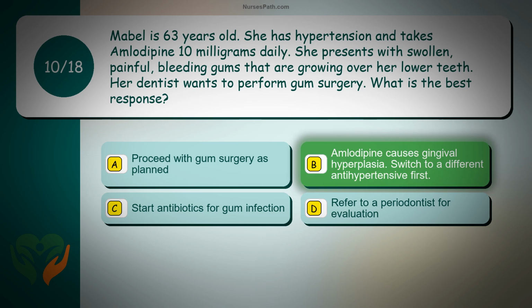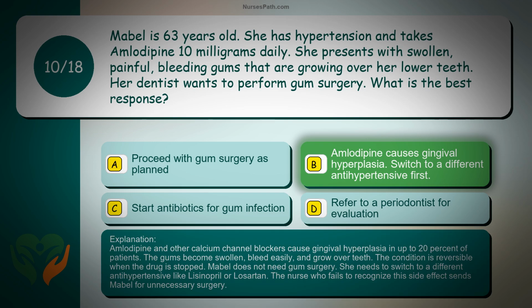The correct answer is option B. Amlodipine causes gingival hyperplasia. Switch to a different antihypertensive first. Amlodipine and other calcium channel blockers cause gingival hyperplasia in up to 20% of patients. The gums become swollen, bleed easily, and grow over teeth. The condition is reversible when the drug is stopped.